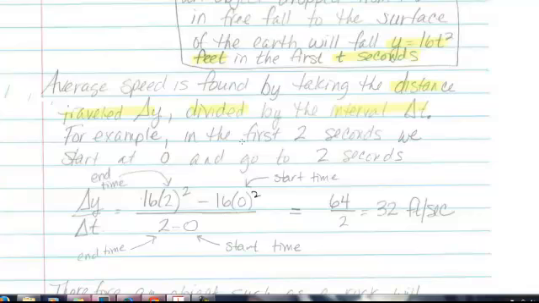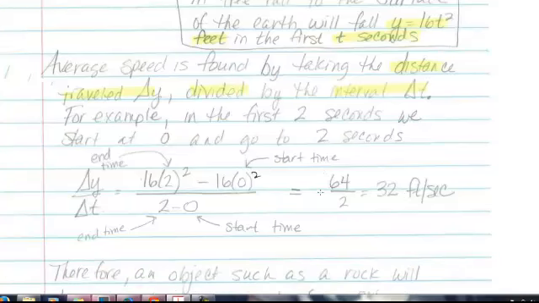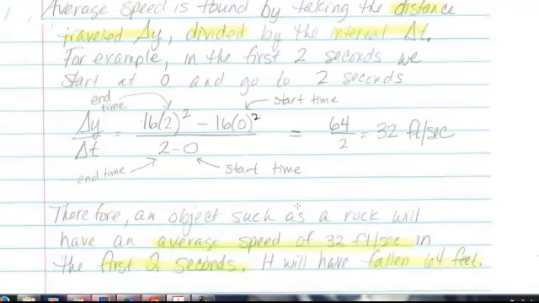As you can see here on the screen, the end time is first, of course, minus the start time. And so this is the distance. So we take that y equals 16t squared, we get the distance, and we divide it by the time it took. Once you plug those in, you get 64 divided by 2 equals 32 feet per second. So a rock will fall at an average speed of 32 feet per second in 2 seconds. And I rewrite this here. Therefore, an object such as a rock will have an average speed of 32 feet per second. In other words, in the first 2 seconds, it will have fallen 64 feet.